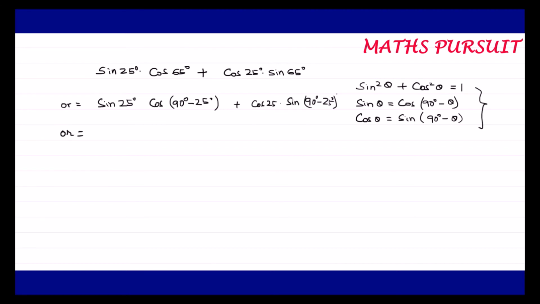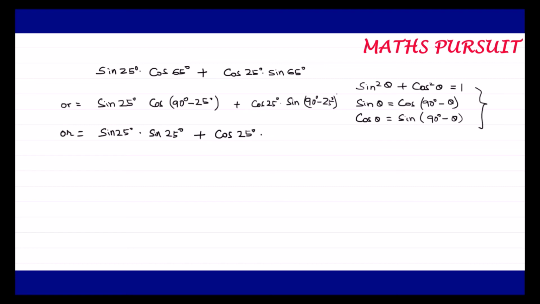That is equal to sine 25 degree. Guys, what we know is that sine theta is equal to cos 90 degree minus theta. So cos 90 degree minus 25 degree is nothing but sine 25 degree, plus here we have cos 25 degree into, we know that cos theta is equal to sine 90 degree minus theta from here.